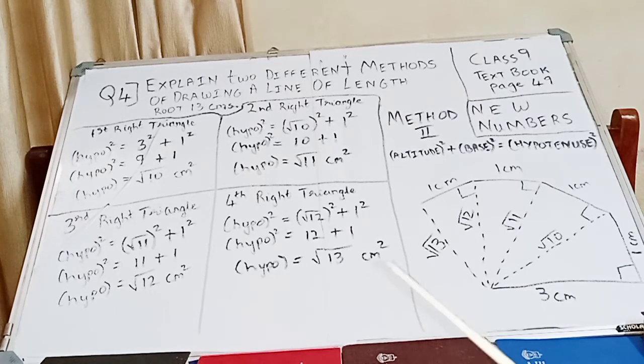In this way, you have successfully found out how you can draw root 13 using this second method. The first method we had already discussed. In this way, if you write both the methods, you will get full marks.